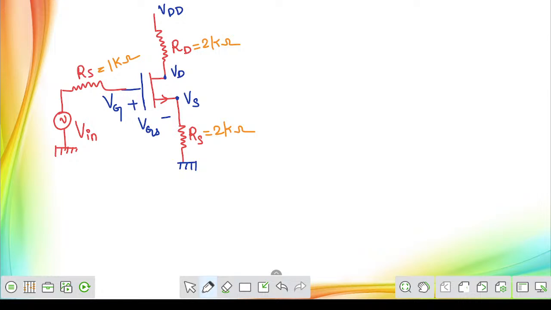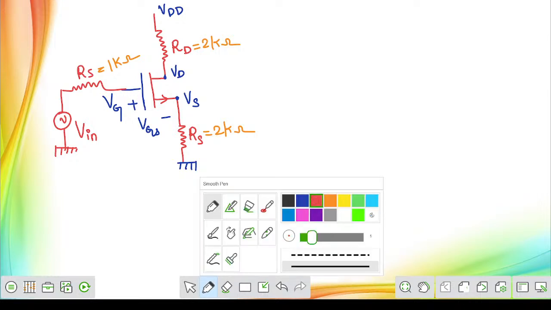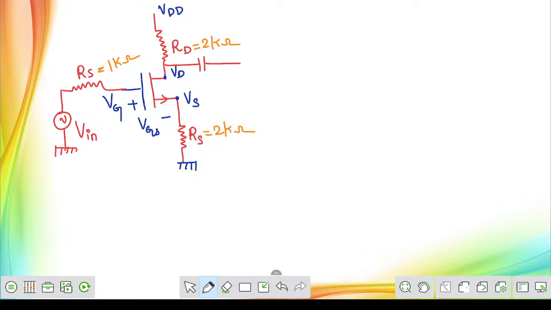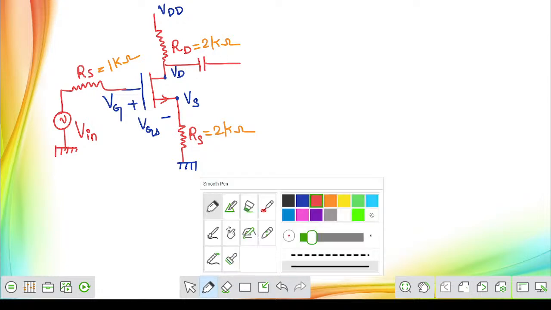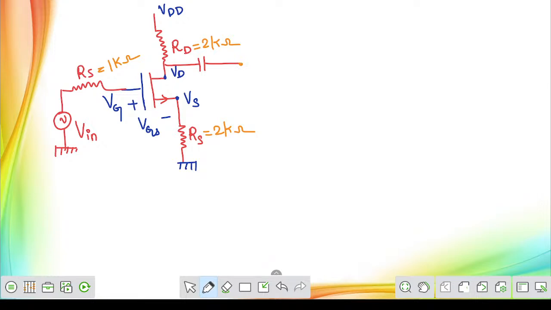One more thing: while measuring the output, usually they will give capacitors everywhere. Wherever they give a capacitor, while doing the analysis, just short circuit the capacitors. No need to do anything beyond that. Here also they will frame the question with the capacitor or without capacitor.